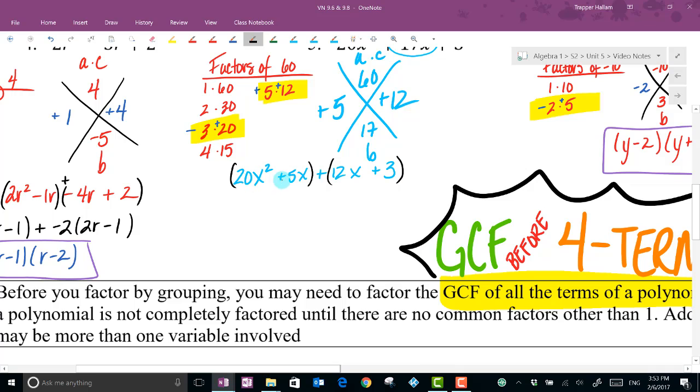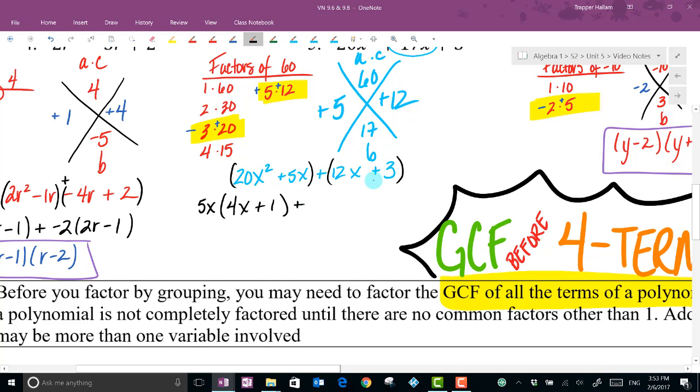So what's common between 20 and 5? Well, a 5 is common. Okay? So what's common between the x's? There's a single x we can subtract out, so we'll put a 5x out front. So 20 divided by 5 is 4. Subtract an x off of our x's, that goes down to x. 5x divided by 5x is 1. There's our plus between. Now we're going to G.C.F. this group.